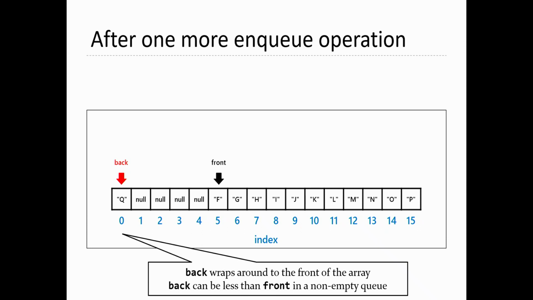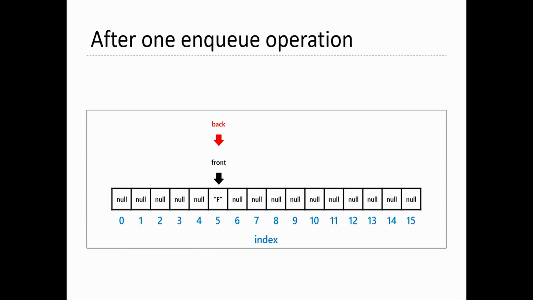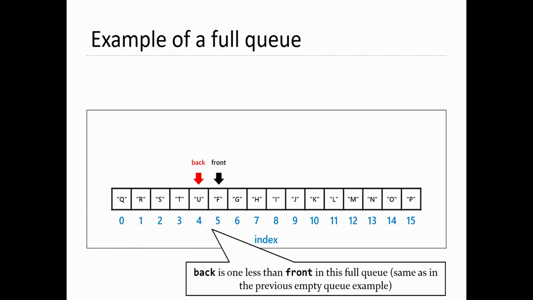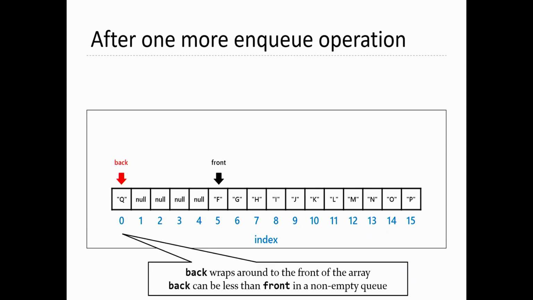So it's not always the case that... in an empty queue, back is... what did I say there? Back can be less than front in a non-empty queue. Normally in a non-empty queue, back was always over here somewhere, so back was always greater than front. But that's not the case. Back can be to the left of front in a non-empty queue.